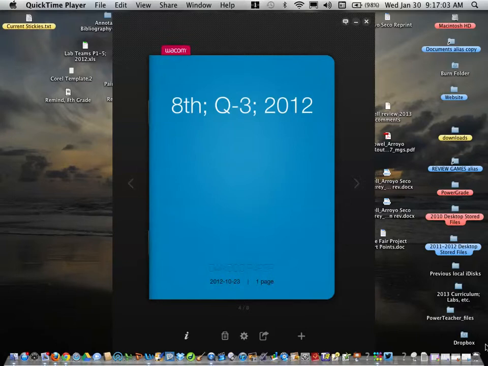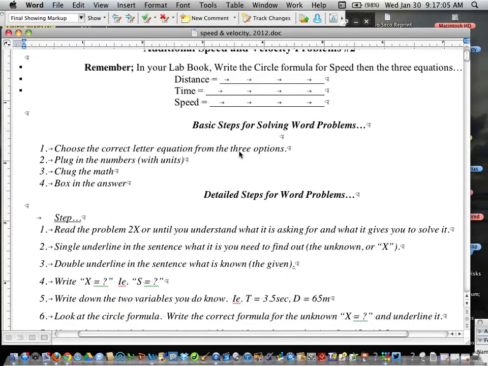Go over the basic steps that you're going to use to solve word problems.